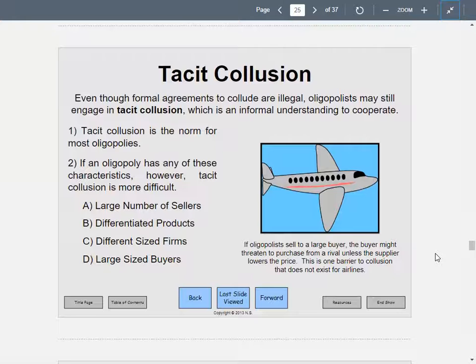And then large size buyers. If oligopolists sell to a large buyer, the buyer might threaten to purchase from a rival unless the supplier lowers the price. This is one barrier to collusion that does not exist for airlines.